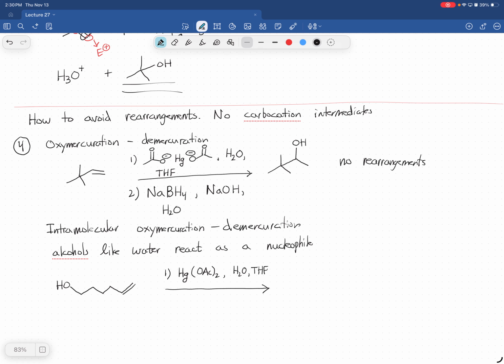Water is actually your nucleophile. No, actually, is it? No, it's not. It's just the solvent. Okay? And I'll explain why. All right, so sodium borohydride, sodium hydroxide, H2O.